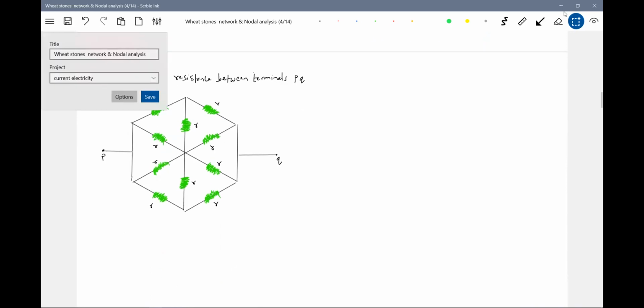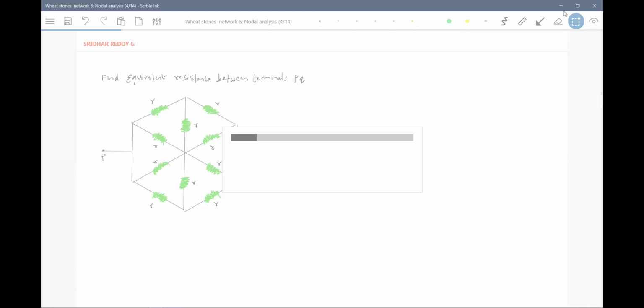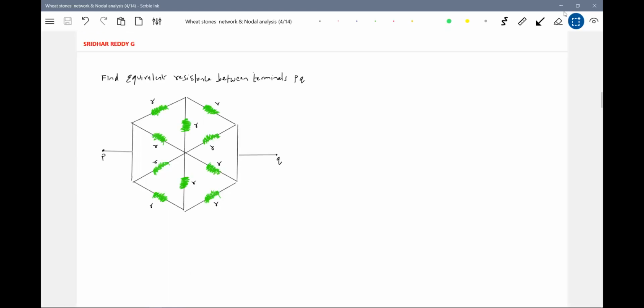Okay, we'll take the next one. He's asking to find the equivalent resistance between the terminals PQ. There are so many resistors here. Are they in series or parallel? What to do now? So you can break up this circuit. There are two Wheatstone networks available here.